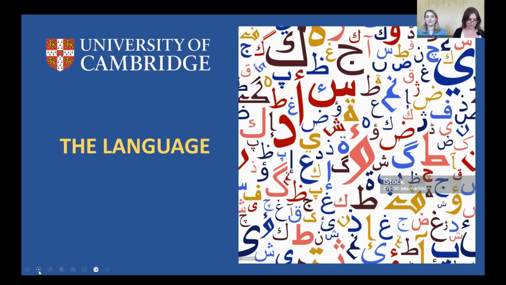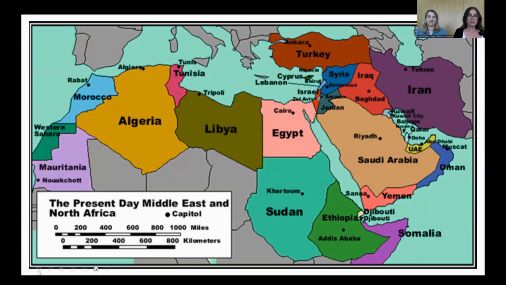So first, I'm going to talk about the language. The Arabic language is a Semitic language. After the Islamic conquest in the 7th century, Arabic spread worldwide to North Africa, the Middle East, Central and Western Asia, and even parts of China. Most Arabic speakers live in North Africa and the Arabian Peninsula, which is known as the Arab world.